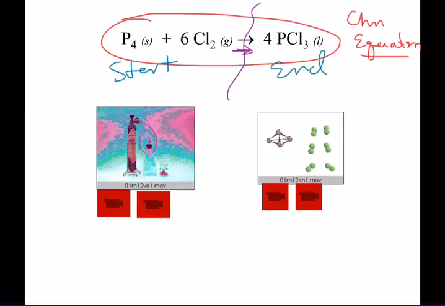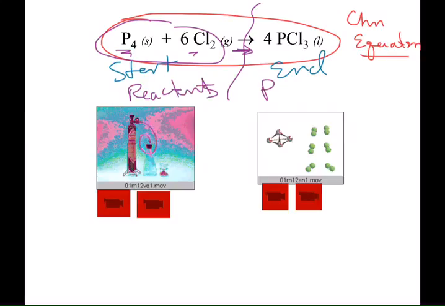The stuff we start with, which would be two things, we start with P4 and Cl2. These are called reactants. And what we end with are called products. That's a quick and dirty look at it. So right away, can you see where new substances are formed? If I start with P4 and Cl2, what's formed? Well, PCl3. So here's a couple of videos to show these chemical changes.